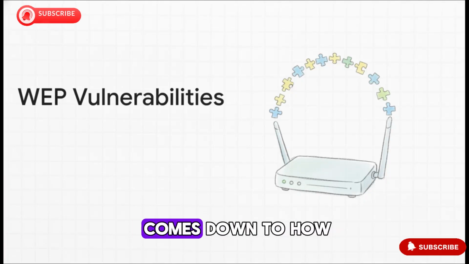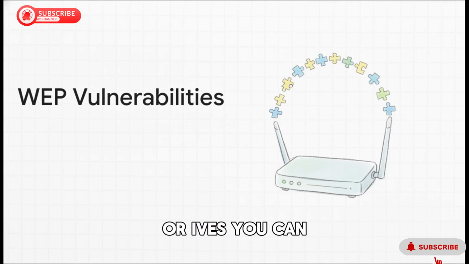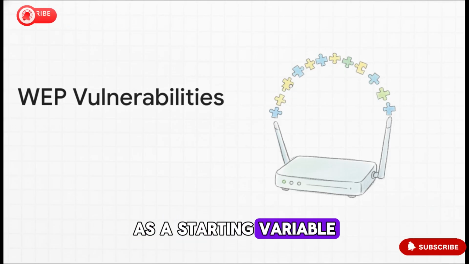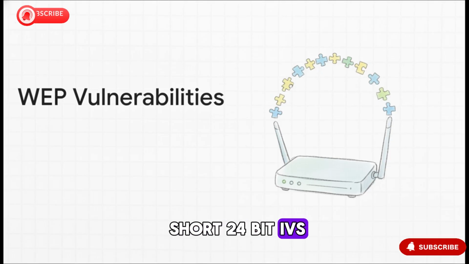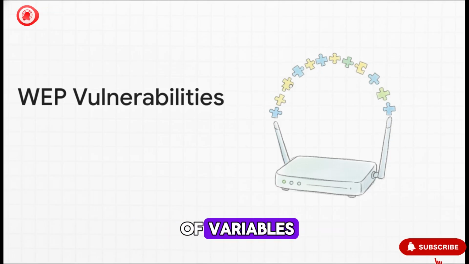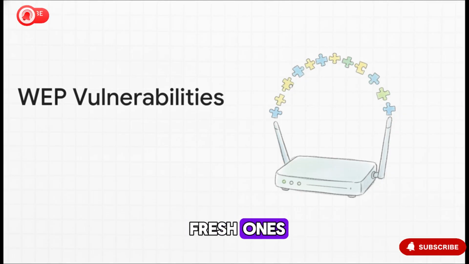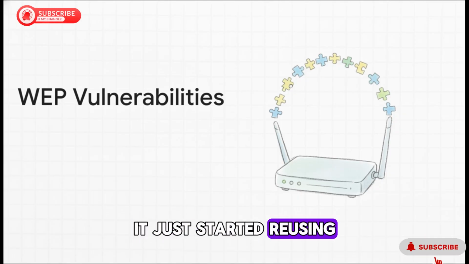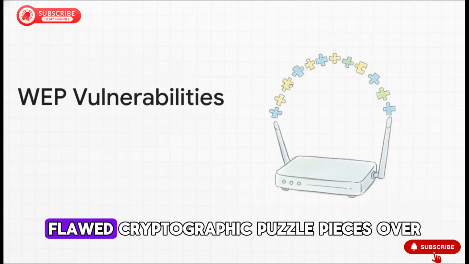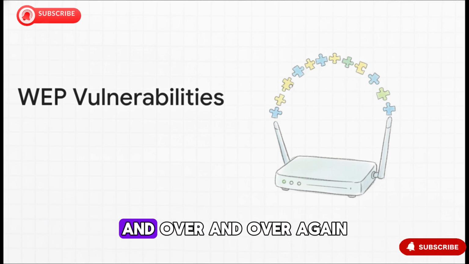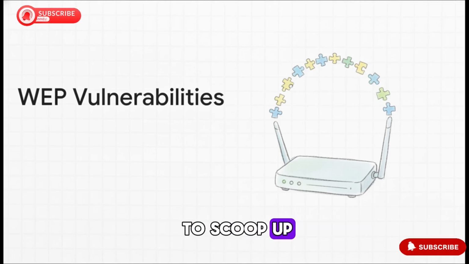The crucial point here comes down to how WEP handled things called initialization vectors, or IVs. You can think of an IV as a starting variable for a cryptographic math problem. Now, WEP used these short 24-bit IVs, and because that pool of variables was so incredibly small, a busy router would just run out of fresh ones. And what did it do? It just started reusing them, constantly recycling them. This meant the router was broadcasting the exact same flawed cryptographic puzzle pieces over and over and over again, right out in plain text for literally anyone nearby to scoop up.